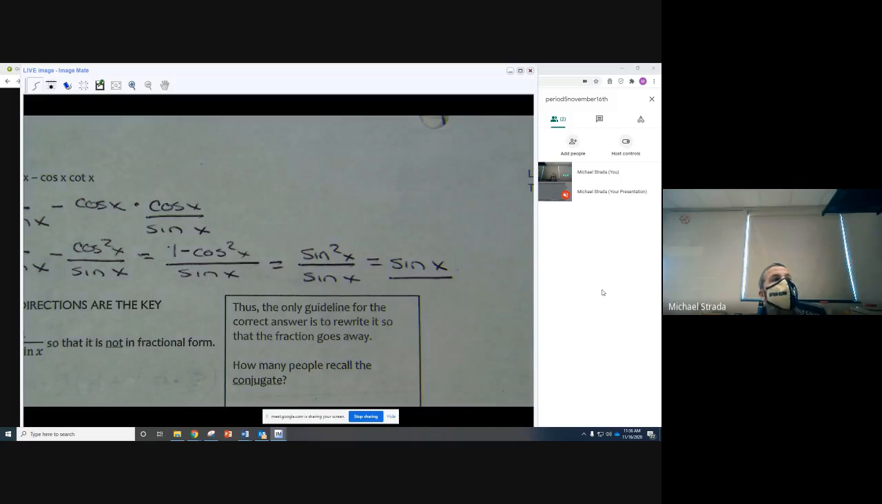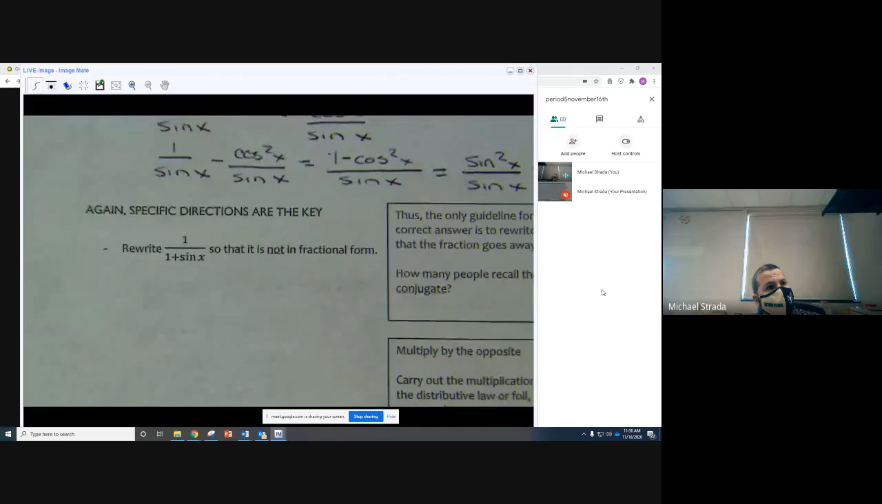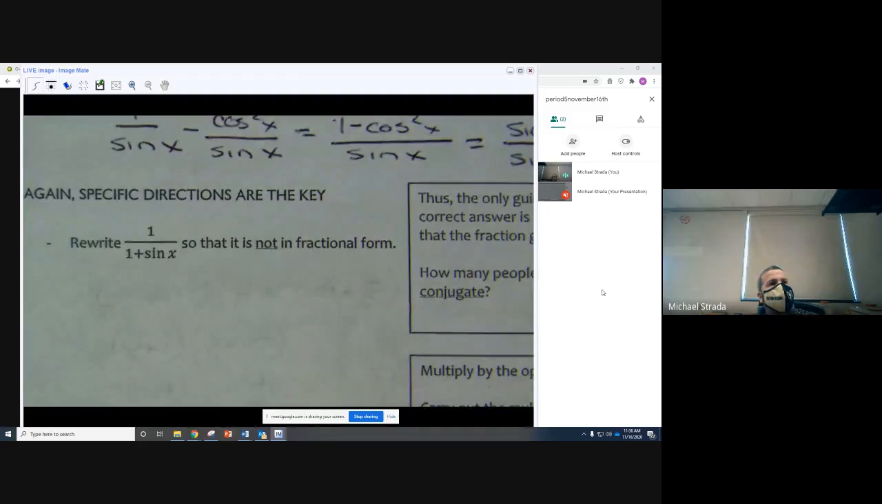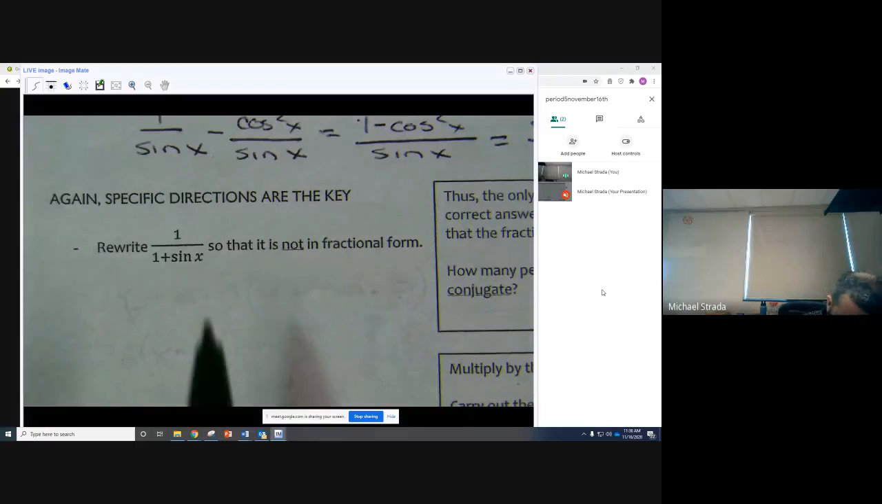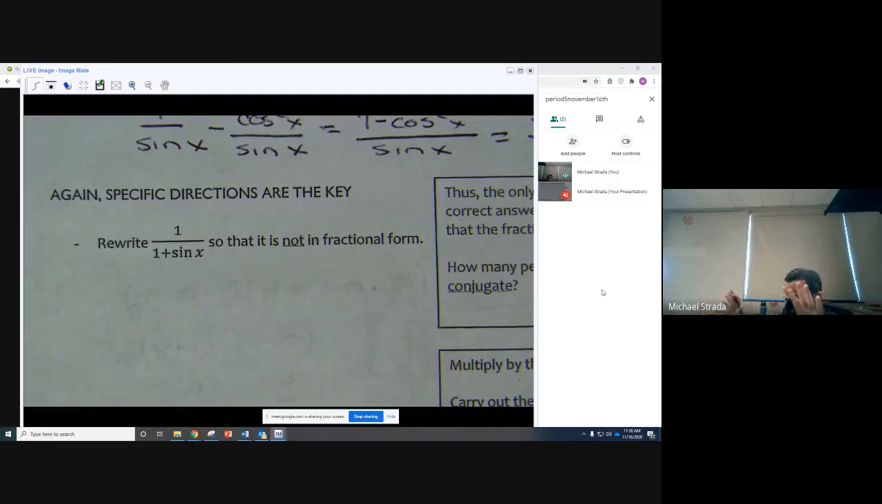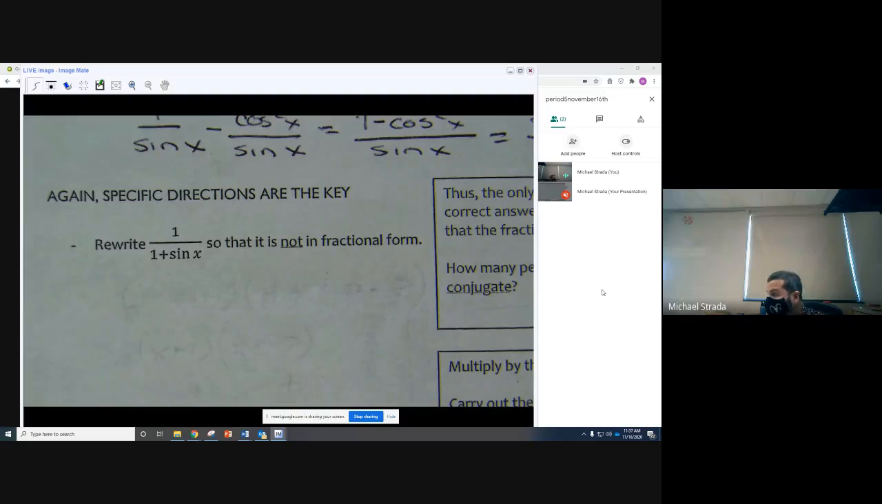All right. Now, specific directions are the key. Rewrite 1 over 1 plus sine x so that it is not in fractional form. Okay, now what you have is 1 over 1 plus sine x. You have nothing squared. It's a binomial, all right? So you can't write it as 1 over 1 plus 1 over sine x. Please don't. It's not equivalent. Just like 1 over 2 plus 3 is not equal to 1/2 plus 1/3.